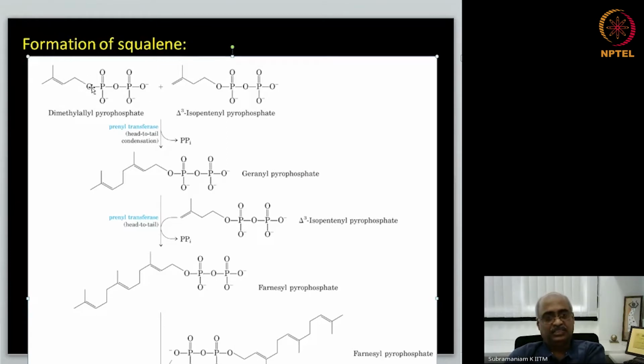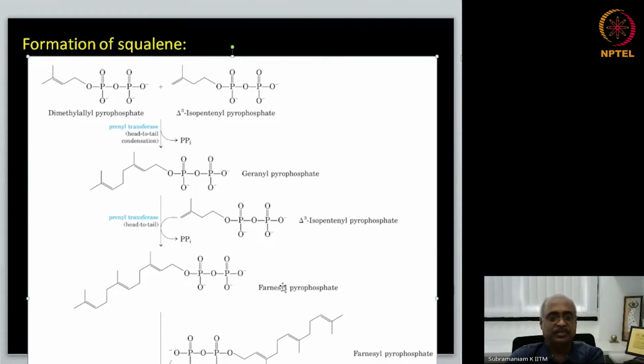So this phosphorylated end of this chain is called the head, and the other end is the tail. So here you have a head to tail condensation of these two molecules, forming geranyl pyrophosphate. So these names like geranyl and the next one, farnesyl, come from the original source from which these molecules were identified. For example, the flower geranium has this in abundance, and that is where it was originally isolated from, and that's why it is called geranyl.